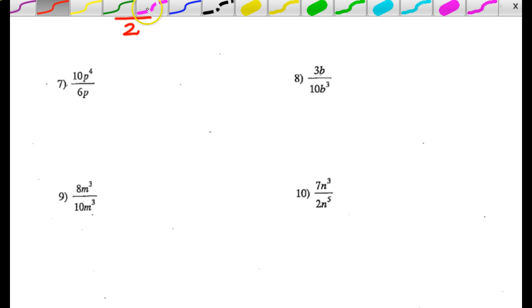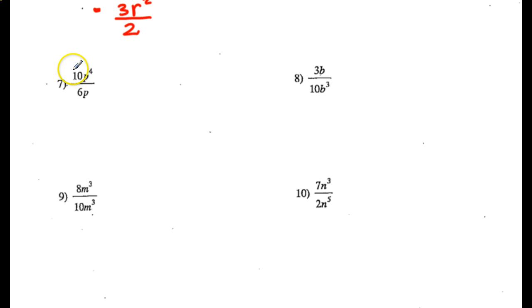Alright, let's look at number 7 here. Now we've got 10p to the 4th divided by 6p. Alright, so let's practice our property first. Let's look at our base of p. We've got p to the 4th on top, and p to the 1 on the bottom. Remember, it's always okay to put that 1 so you can see it. So if I subtract, I've got p to the 4 minus 1, which is p to the 3rd. And when you have a fraction, after you subtract, always put it on the top, whether it's positive or negative. So that takes care of the p's.